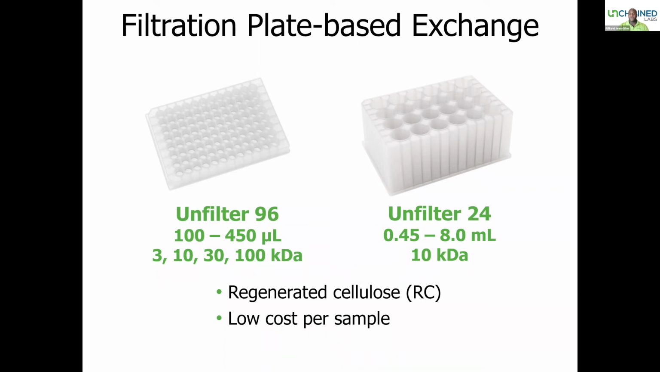So anywhere from 3 up to 100 kilodaltons, so different molecular weight filters there. On the right-hand side, you have the so-called unfiltered 24, a 24 well plate. This one can go from 450 microliter up to 8 mil in volume for each well. Quite the range and lots of options for any person looking to buffer exchange in different levels of throughput or capacity. And this is really low cost. This is in fact less expensive than an Amicon filter per well or per sample. So it's really economical in that sense.